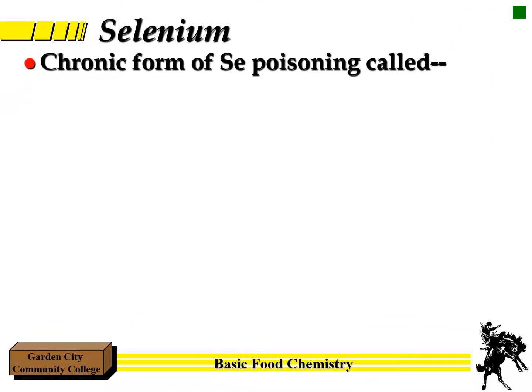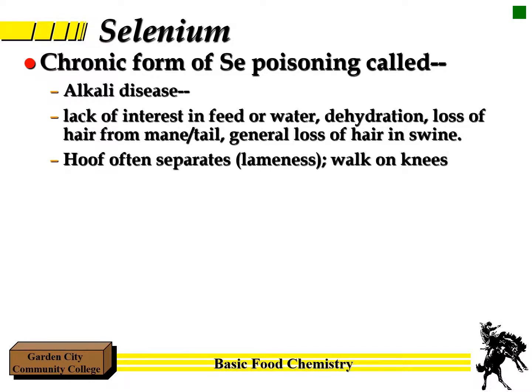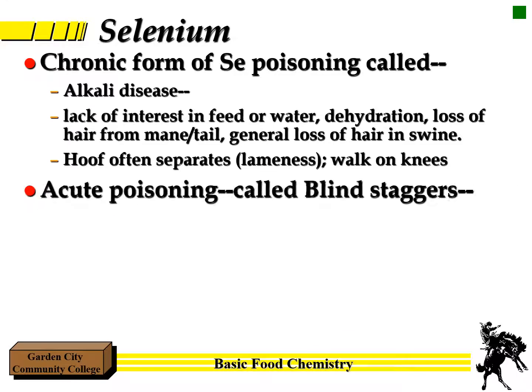The chronic form of selenium poisoning is called alkali disease. Those animals' symptoms will be a lack of interest in feed or water, so they don't eat, they don't drink, and they become dehydrated. In severe cases, they can start to lose their hair from their mane or their tail, and all over their body if you get into a pig itself. Then the hoof will often separate, which will cause lameness. They can actually start to walk on their knees because it's so painful.